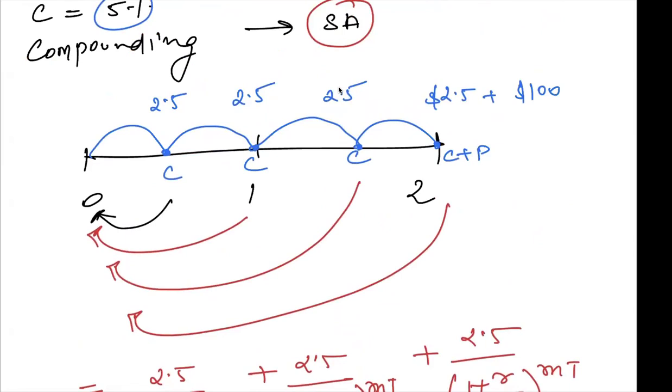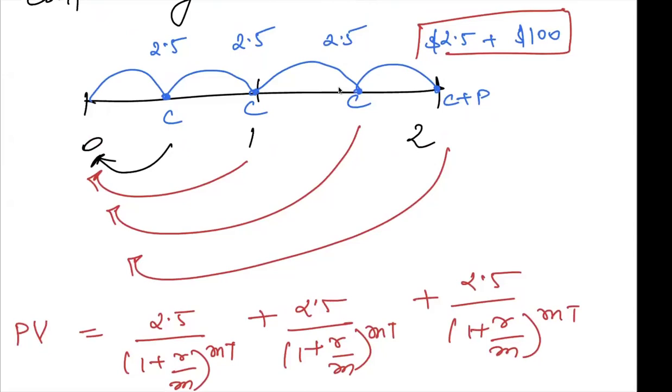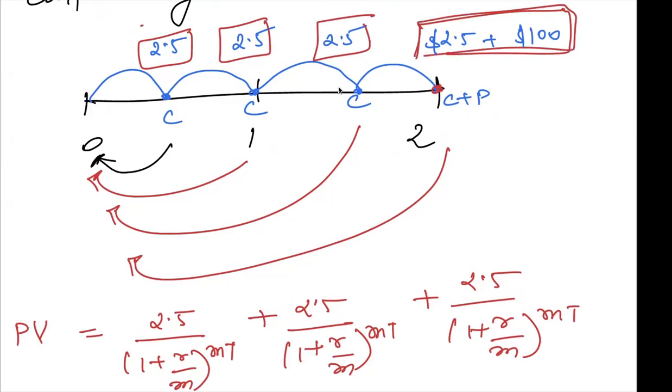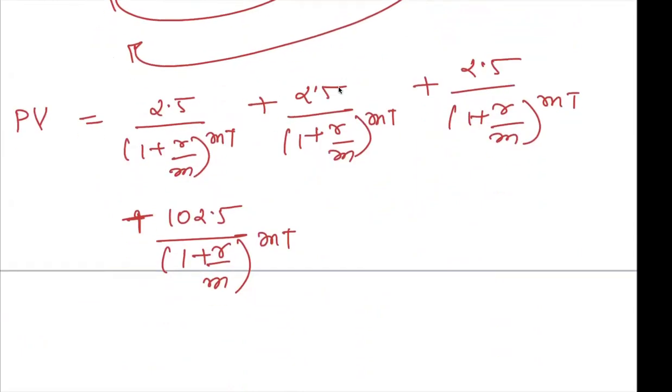Okay, so this I've just added. Do you all agree with this? This will be the present value. So the first cash flow we need to discount, and the second, third, and this combined, because we are receiving both of them at the end of maturity. So is this clear? Please tell me. So let's say R is 10%.